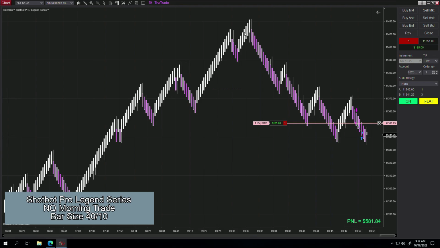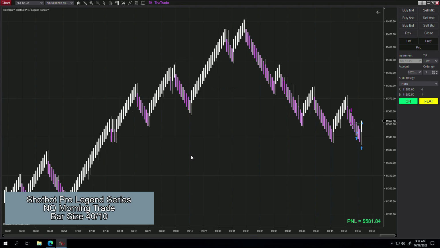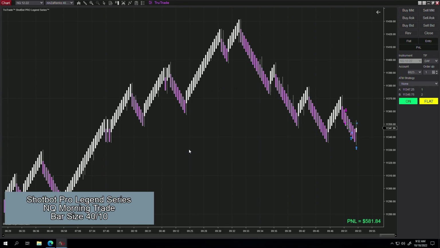We are making a series of lower highs and lower lows, signifying it is a downward trend. All right, we just got stopped at our break even, and we'll wait for it to engage in another order.